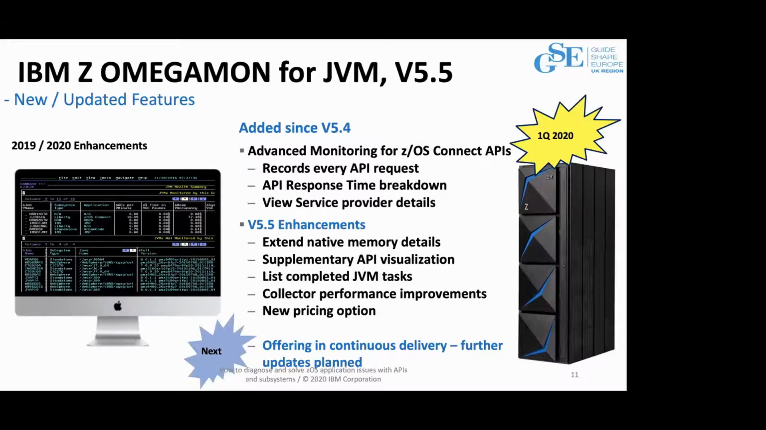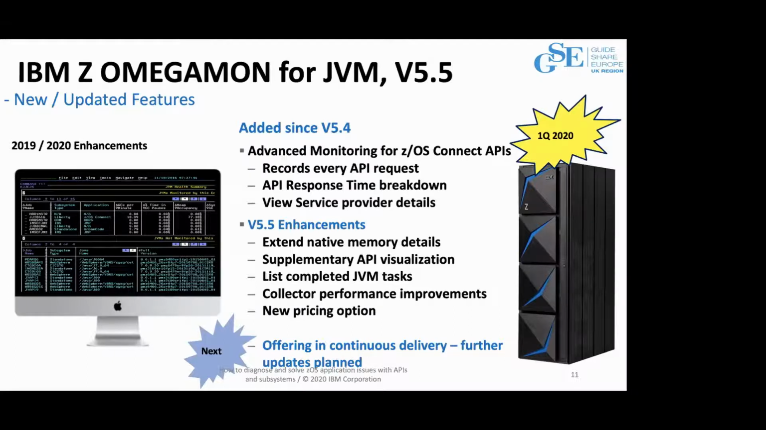We provide a list of completed tasks. So now you'll be able to see jobs that have stopped or been cancelled. You can see if they were actually due to a memory issue or if they were just stopped by a user and so forth. You can go back in history in that.